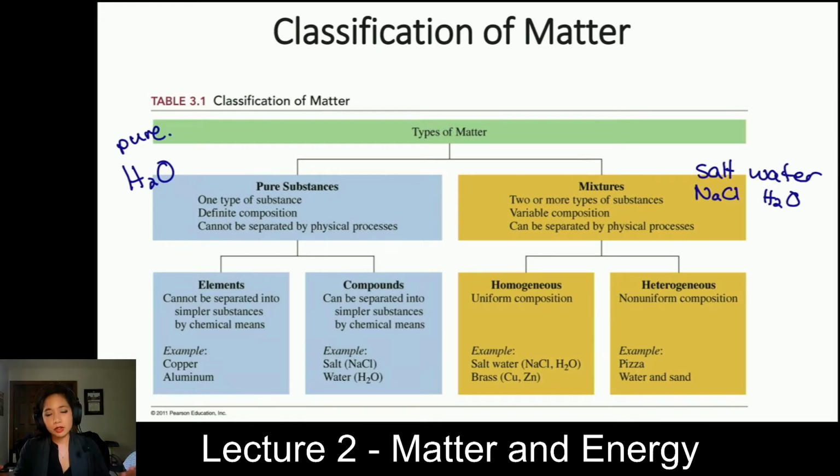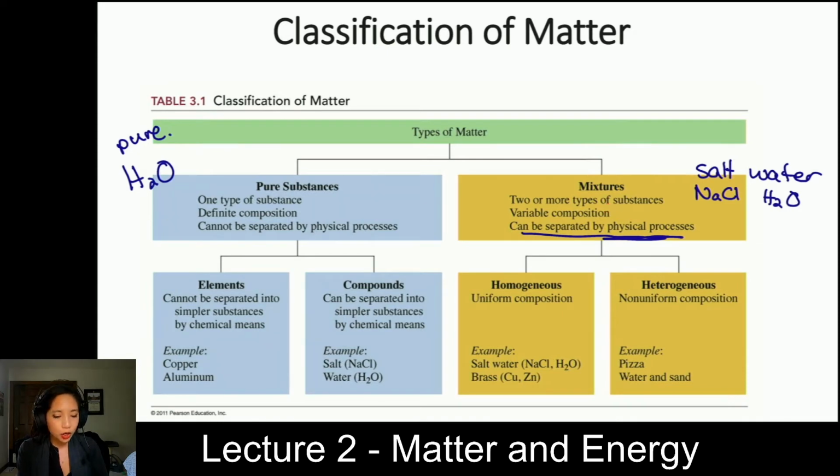It's still salt water. But the most important thing with mixtures is that they can be separated by physical processes. If I had salt water and just let all the water evaporate, I could eventually get all that solid salt back. And that's what differentiates a mixture and a pure substance, right? Because I cannot physically separate H2O using a physical process like evaporation or distillation or filtration. All right, so that is pure substances and mixtures.